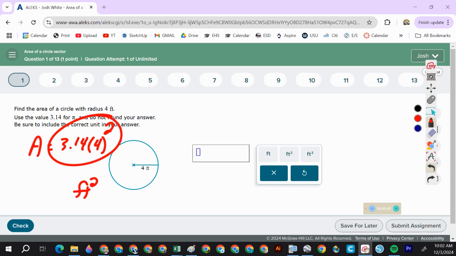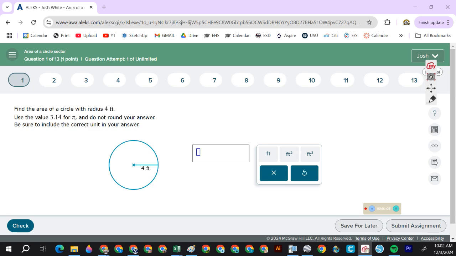Now, some of the problems will ask for circumference. So circumference is 2 times 3.14 times the radius. And what are the units on circumference? It's just going to be in feet. Area is in square units, and then a distance or the circumference is just in regular units.